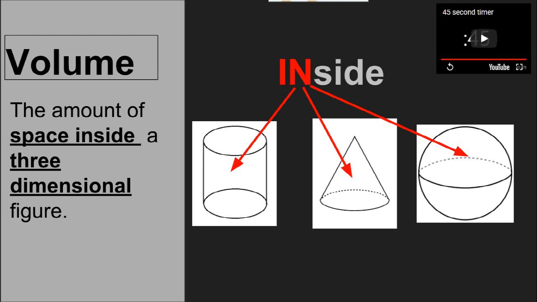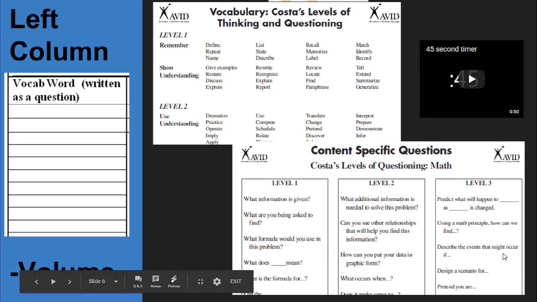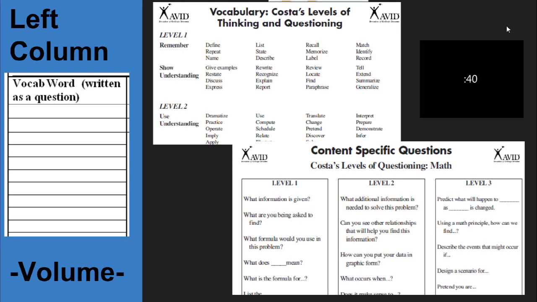All right, so let's get into our question that we're going to write. As always, this question goes in your left column. You're going to have 45 seconds up on the timer to write your question. Our question is over the word volume. Remember, when you write our question, we're not just saying what is volume or define volume. We're thinking of a better question than that. Use your levels of questions that you have taped to your desk or what's up on the screen to help you write it. And be prepared to share.